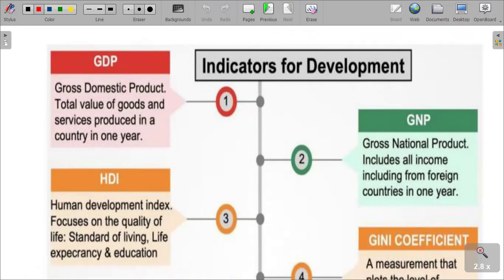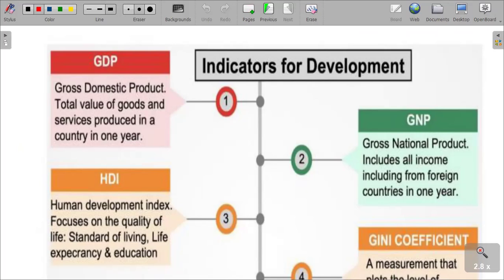The indicators for development. I want you to understand what gross domestic product is. Gross domestic product is the total value of goods and services produced in a country in a year. You need to understand that it is the total production that has taken place within a country, the total goods that have been produced, and it is used to measure production. That is gross domestic product.